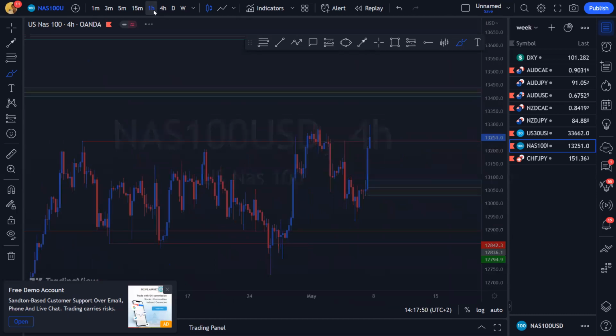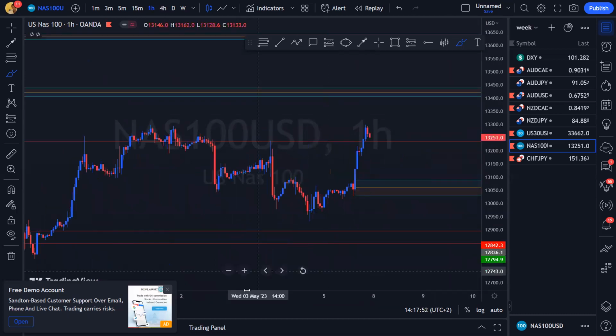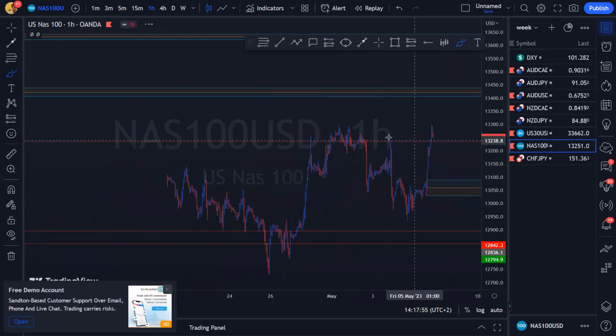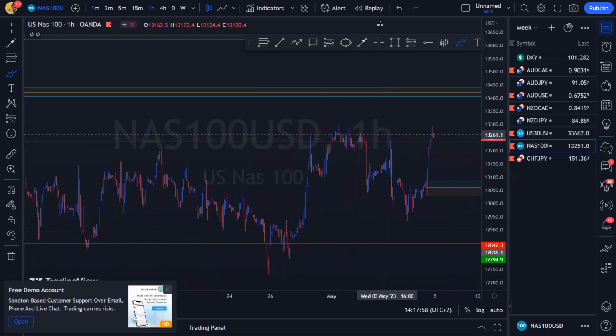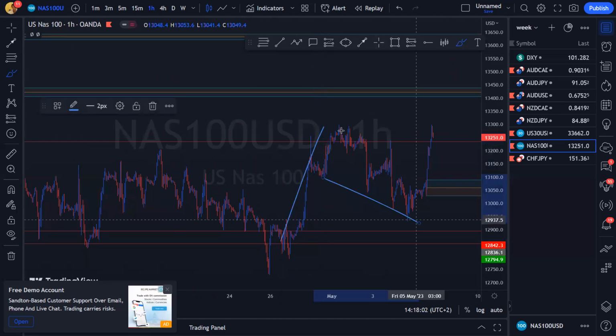Let's just drop down into a 1 hour, just so that we have a little bit more detail there. So NASDAQ, right, we want to be buyers. We're seeing impulsive moves to the upside, which is what we want to see. We're seeing corrective structures to the downside, which is awesome. We're seeing more impulsive structures to the upside, which is great.